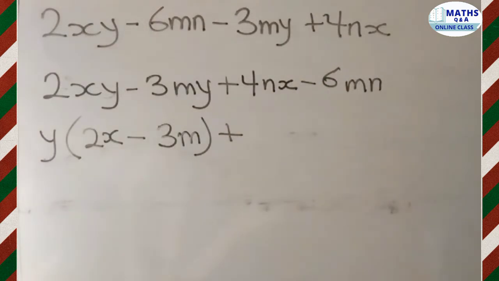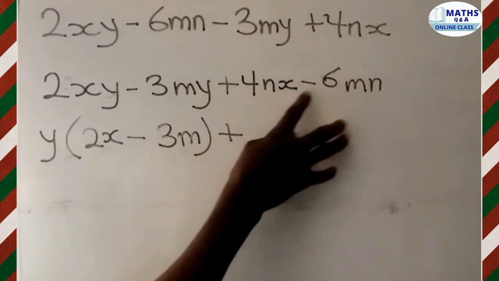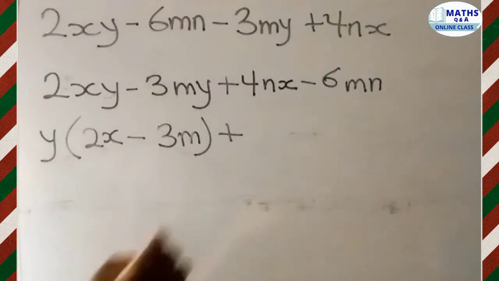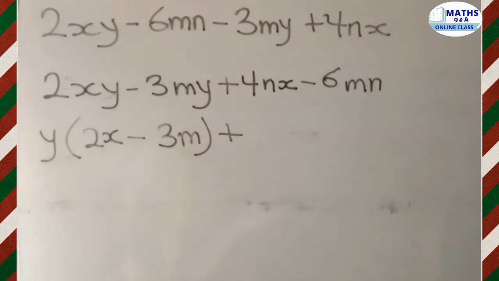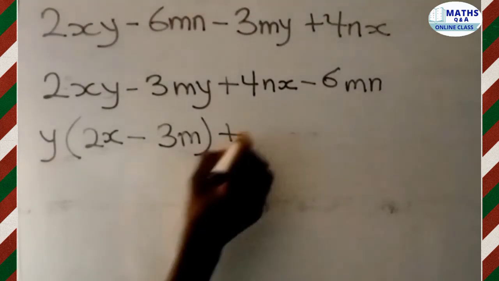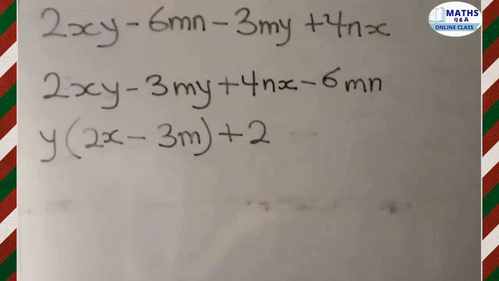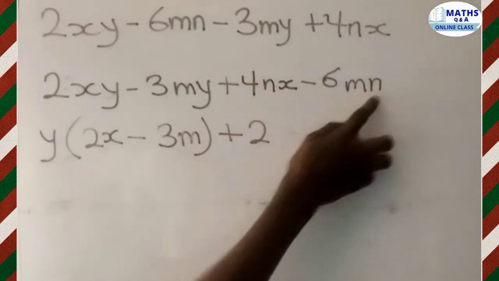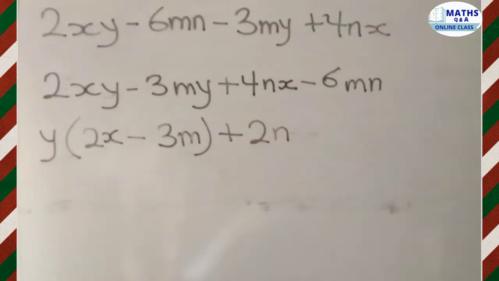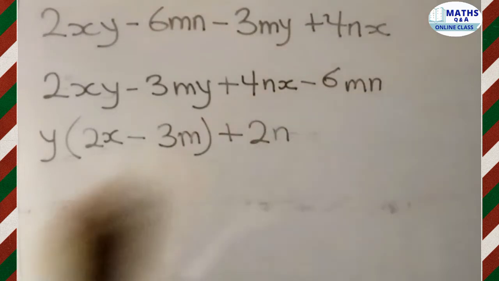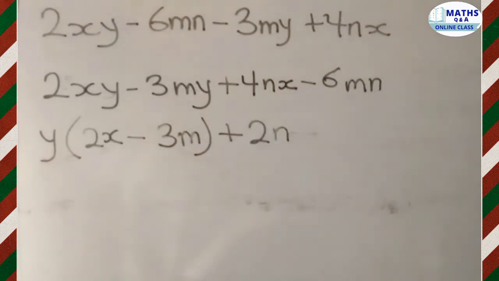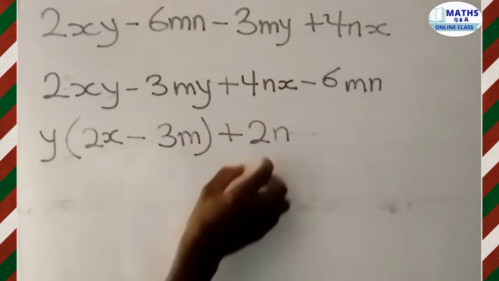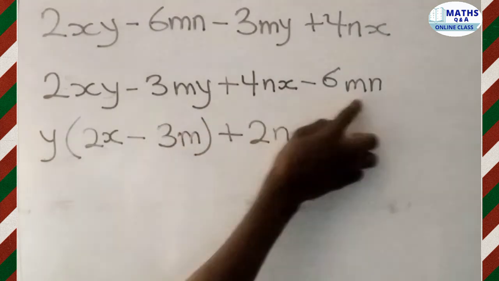Plus, we come here, we are talking about these two terms too, 4nx minus 6mn. Now, 4 and 6, is there a number that can divide 4 and also divide 6 exactly? Yes, there is a number. Which number is that? That is 2. So you write it here, we have 2. Is there any letter which is common to these two terms? Yes, there is n here, there is n here. So you write that one too. What about x? There is no x here, it's not common. M is not here too, so it's not common. So considering these two terms, we have 2n as a factor of these two terms.